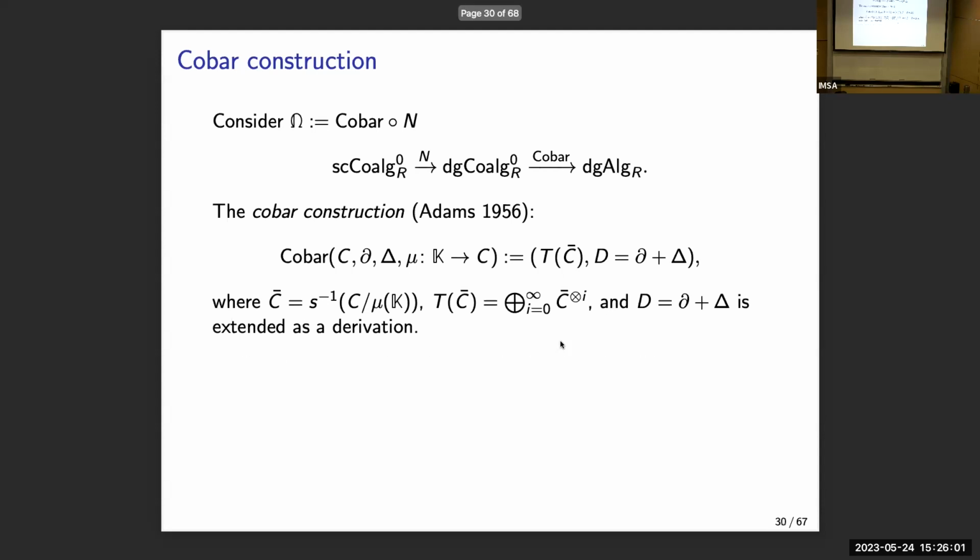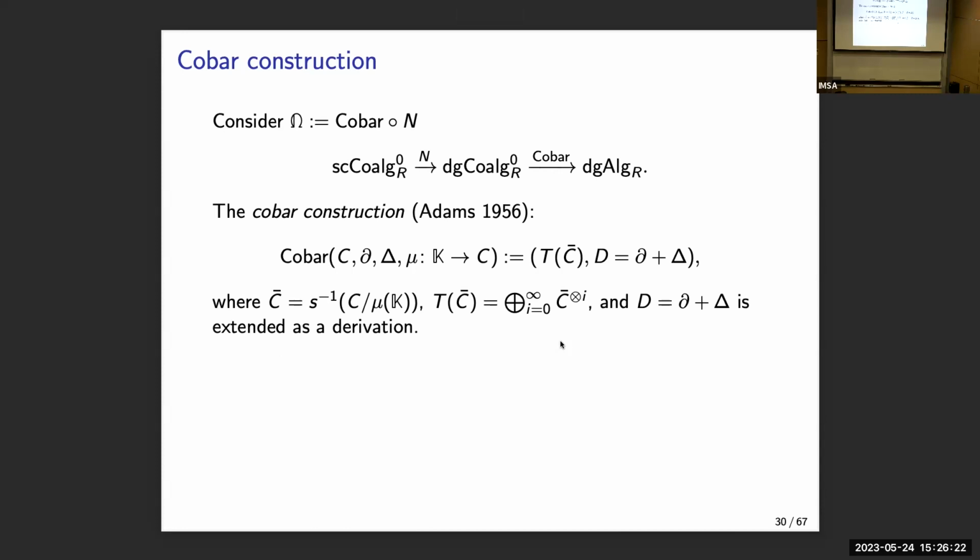So that's the Kovar construct. It was used by Adams to obtain a chain model for the base loop space of a space in the simply connected setting. We will get back to this point in a second.